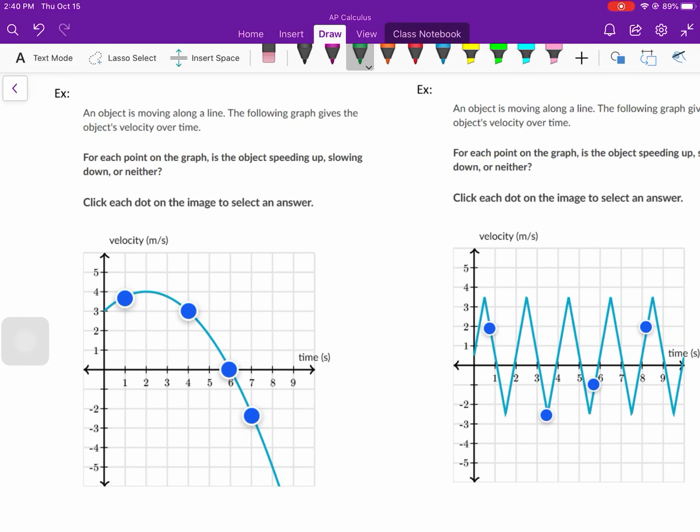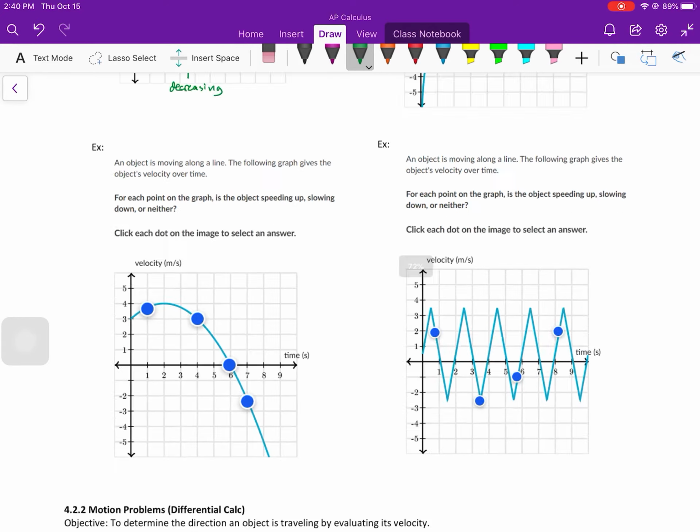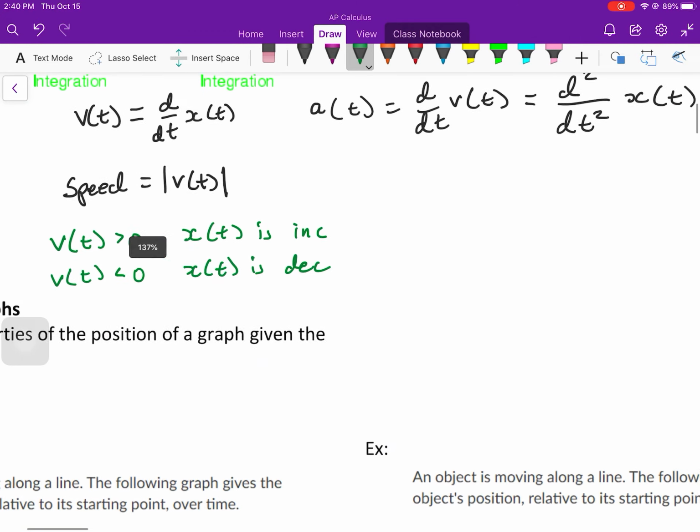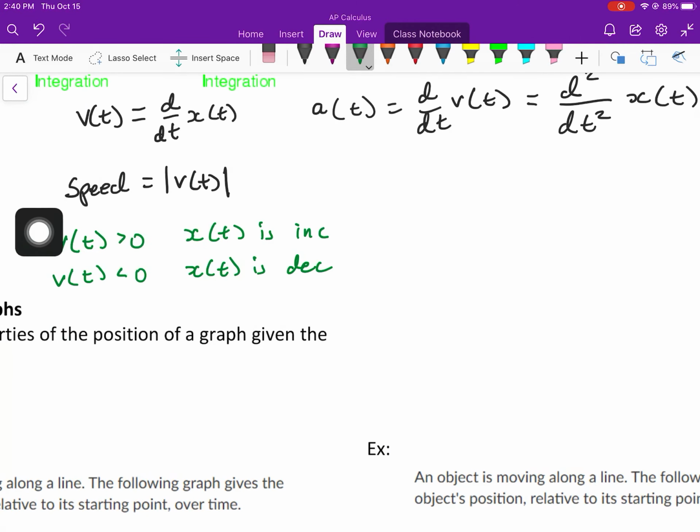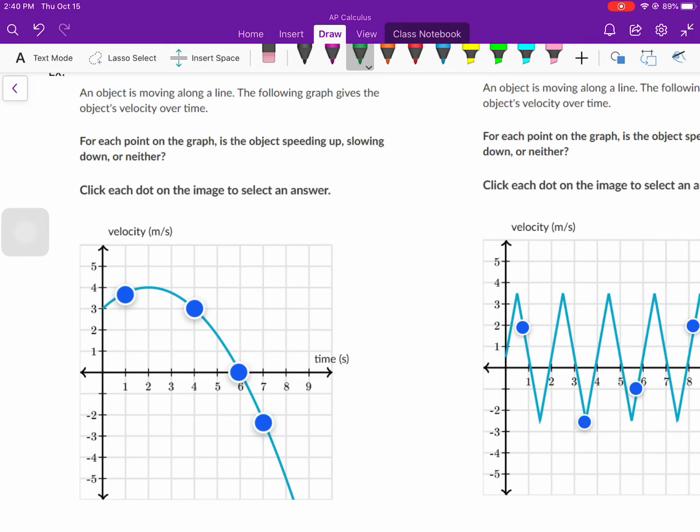Okay, last one. They're going to be asking us about speeding up or slowing down. So remember what we said about speed? Speed is the absolute value of velocity. So think about that. How do you do an absolute value graph? So we want to know is speed increasing or decreasing. What you're going to do is look at the negative part of the graph and flip it. That's how you do an absolute value graph.